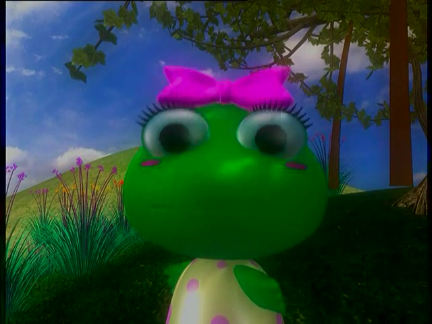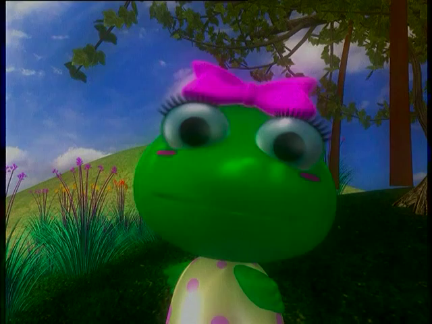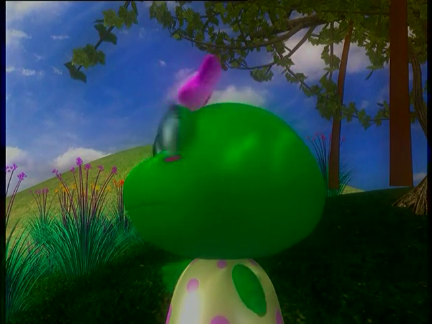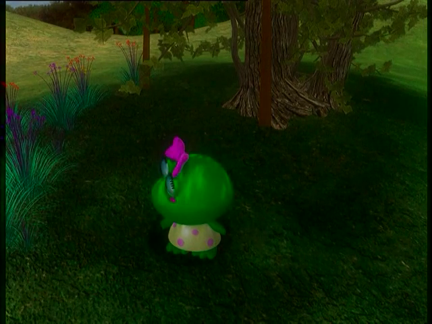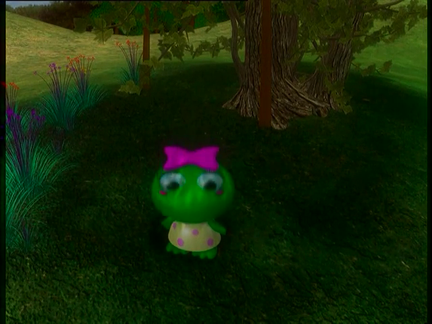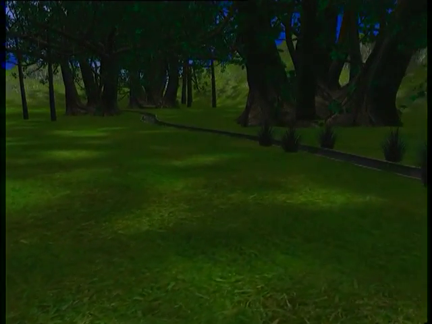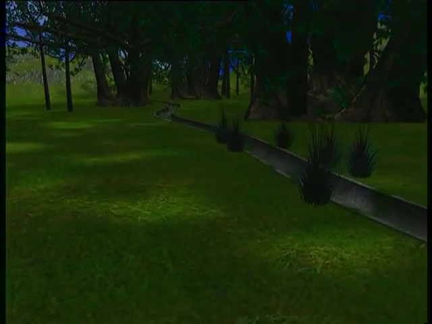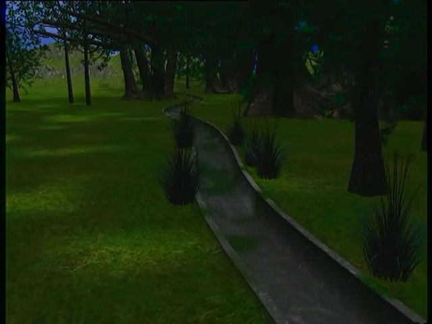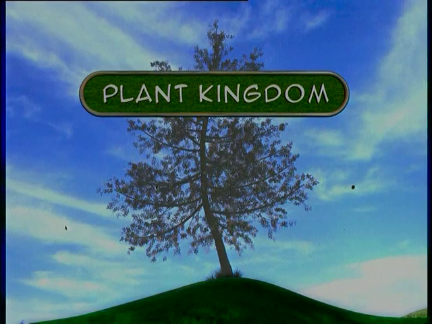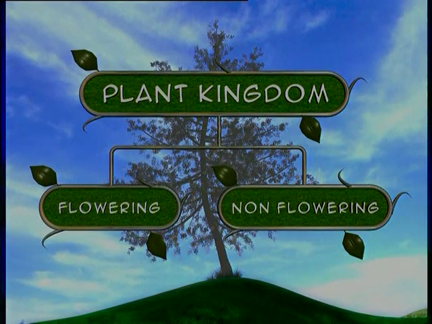I'm a frog. I eat insects, and insects eat plants. Where do I live? Over yonder, where it's damp with lots of plants and insects. Delicious. The plant kingdom can be divided into two groups: flowering plants and non-flowering plants.